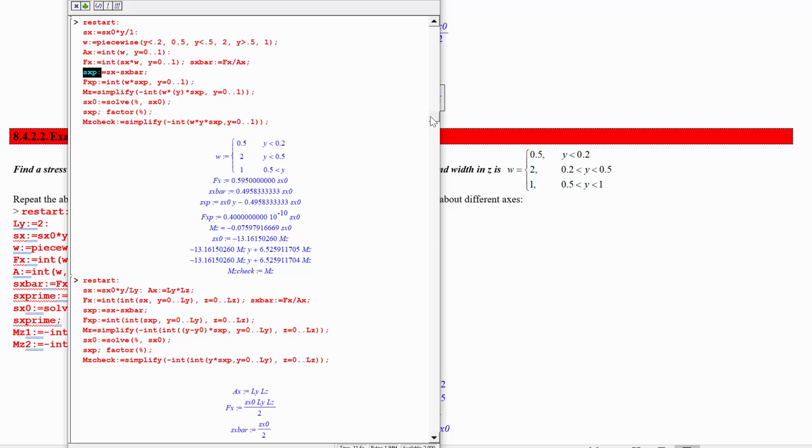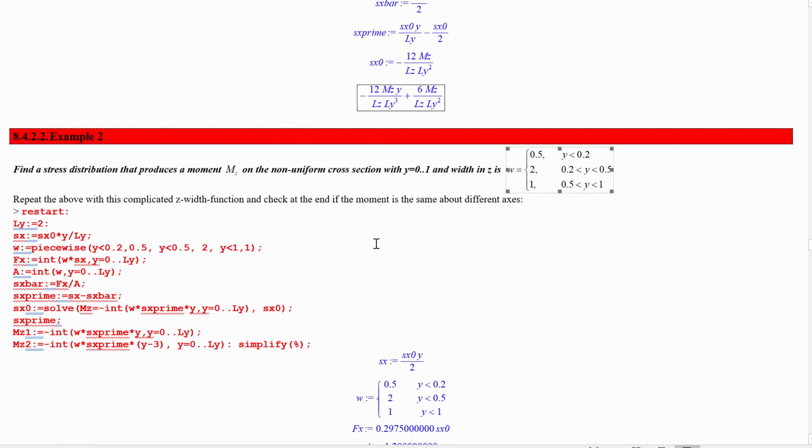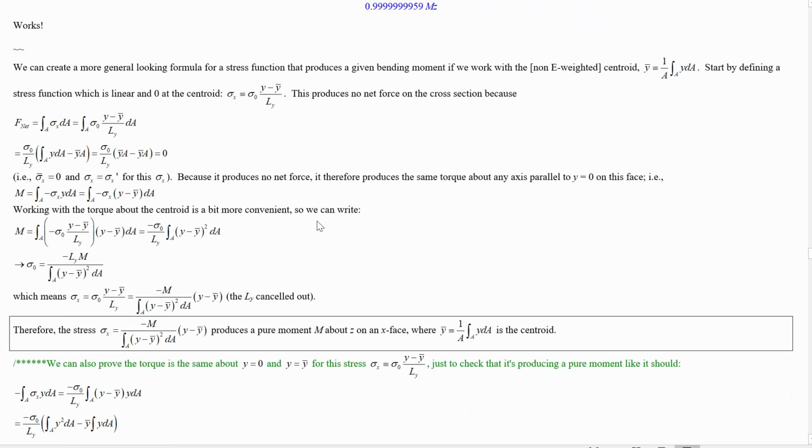So that process we've done a couple of times, and that's all nice, but can we find a closed form solution for this stress? Yes, we can. And it turns out that this is one. As long as we work with the average y position, the non-E weighted centroid, just the regular centroid. So how do we come up with this?